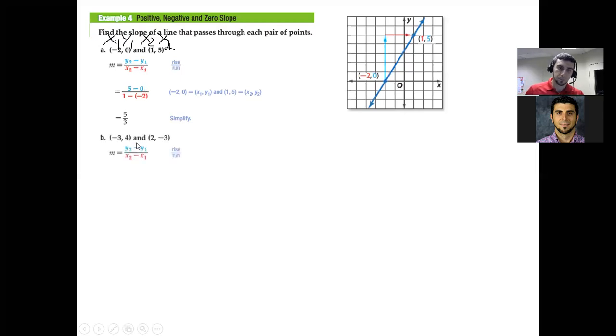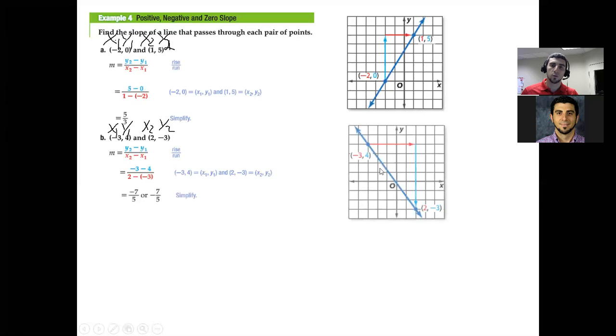How about this one? -3, 4, and 2, -3. Again, I'd label them x1, y1, x2, y2, and then I do y2 minus y1 over x2 minus x1, and I get negative 7/5. So if I graph the 2 points, the line should fall from left to right. And notice I go down 7, forward 5 to get from this point to this point.